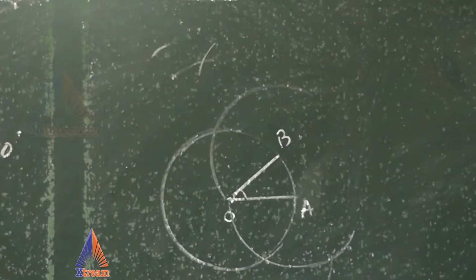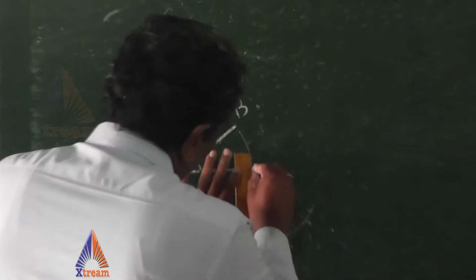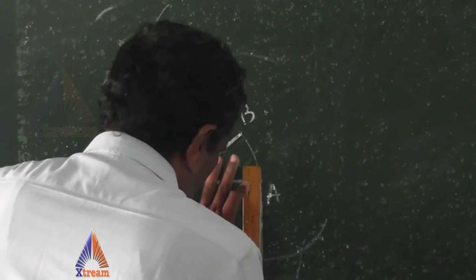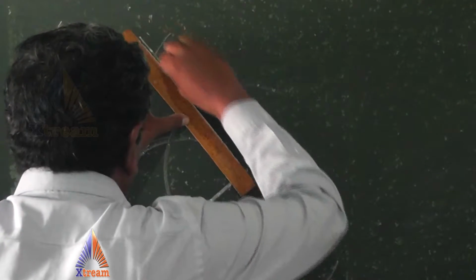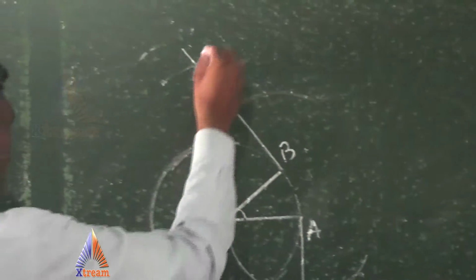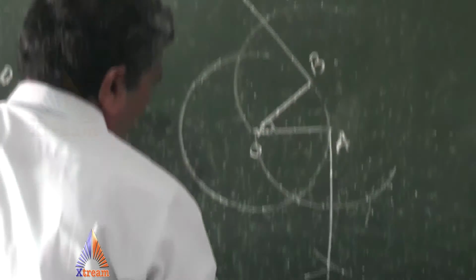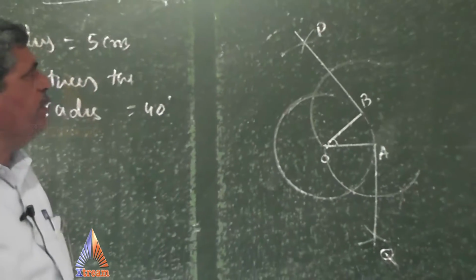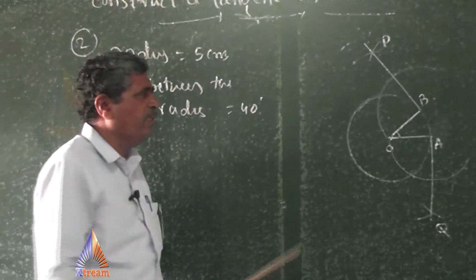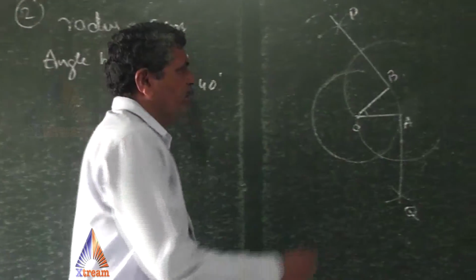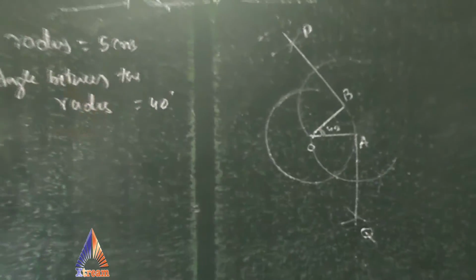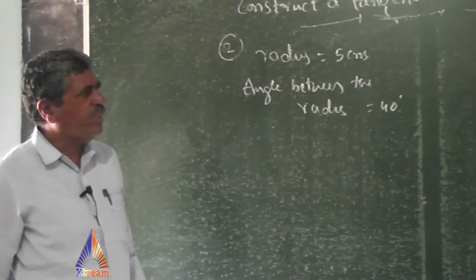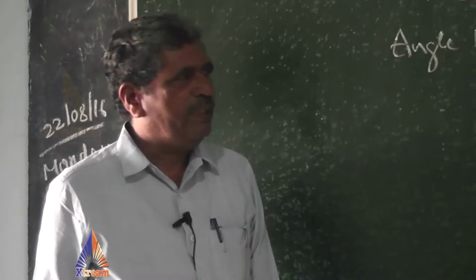So after this marking, joining once again. So these are the BP and AQ. AQ and BQ are the tangents drawn at a given point on the circumference of the circle, but the condition is that the angle between the radii is equal to 40 degrees. In between the radius, like that. These are the problems in your exercise.